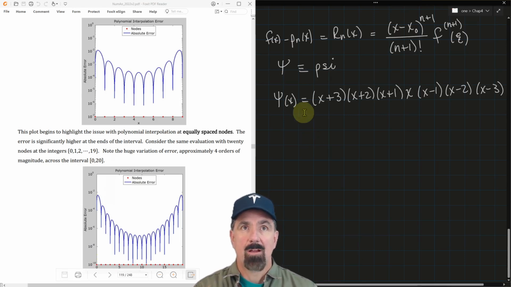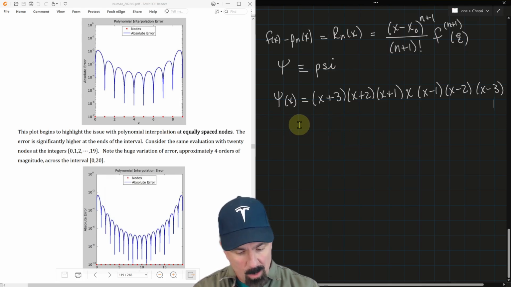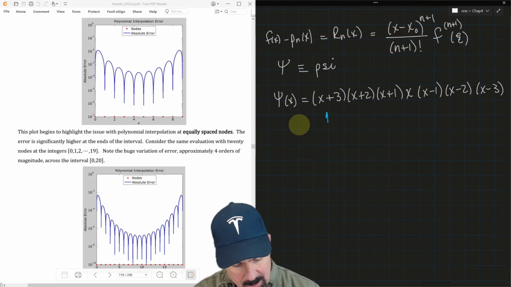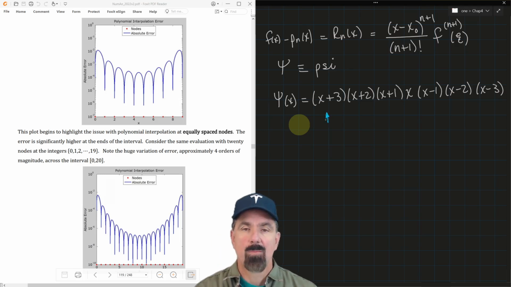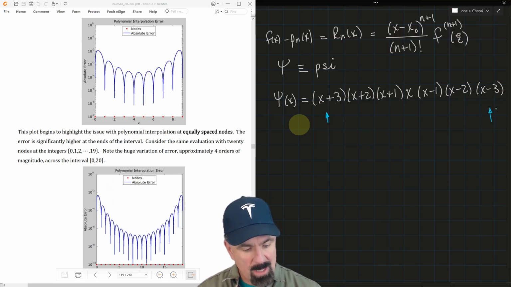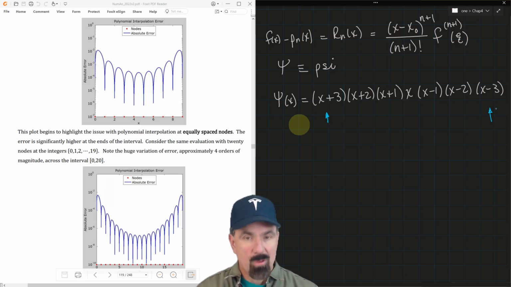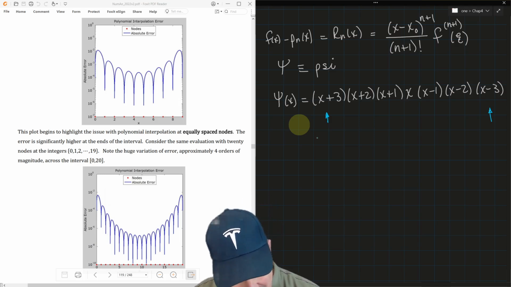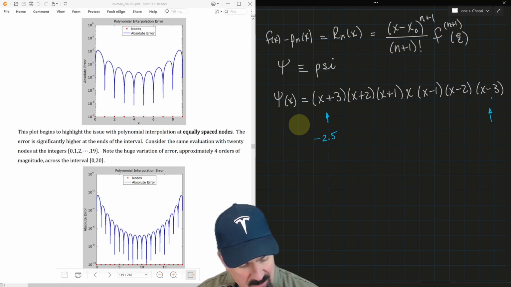Here's an example of a psi function for 7 nodes at -3, -2, -1, 0, 1, 2, 3. And where this function is going to perform the worst is when we're out in this range, somewhere between the -3 and the -2, or out here between the 2 and the 3. And the reason is the following. Let's say I'm at -2.5. Then the problem comes from over here.